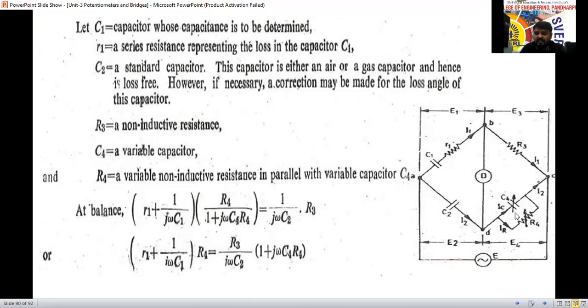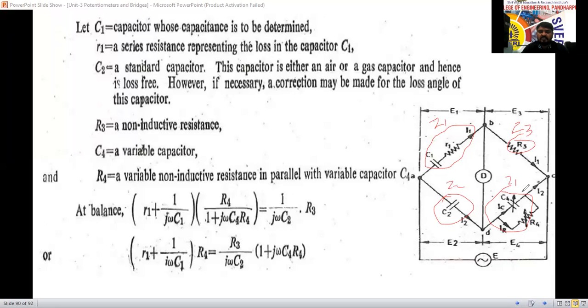Variable resistance which is parallel with the capacitance here. So this complete term, we are going to consider as Z1, this one we are going to consider as Z4, and this is Z3 and this is Z2 here. Z1, Z2, Z3 we have considered here. Based on this, we know the formula Z1 Z4 equal to Z2 Z3.